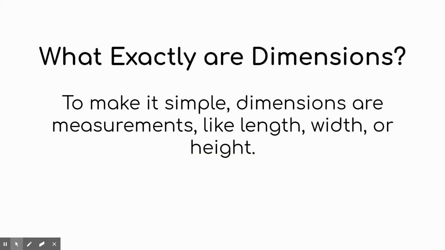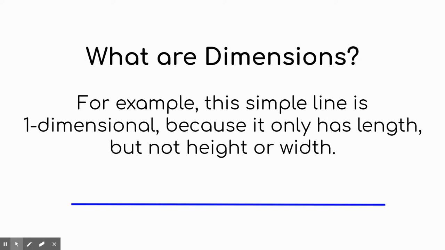So what exactly are dimensions? Well, to make it simple, dimensions are measurements. And the measurements that we use are length, width, height. For example, if you look at this simple blue line, it's a one-dimensional object because it only has length, not height or width. If we were to measure this line, we would just measure how long it is.